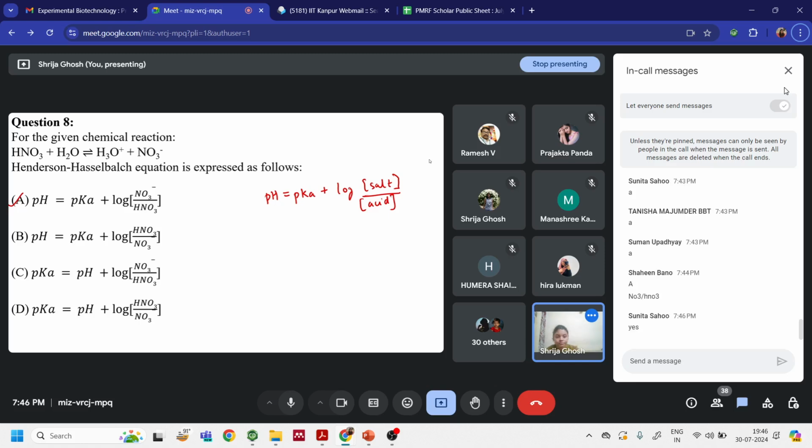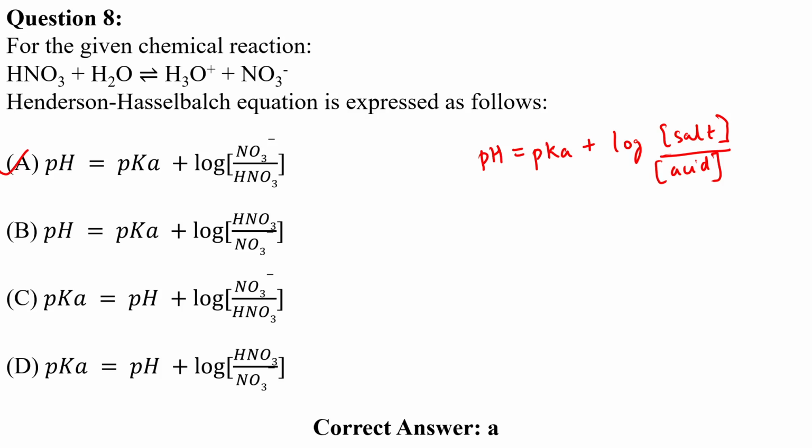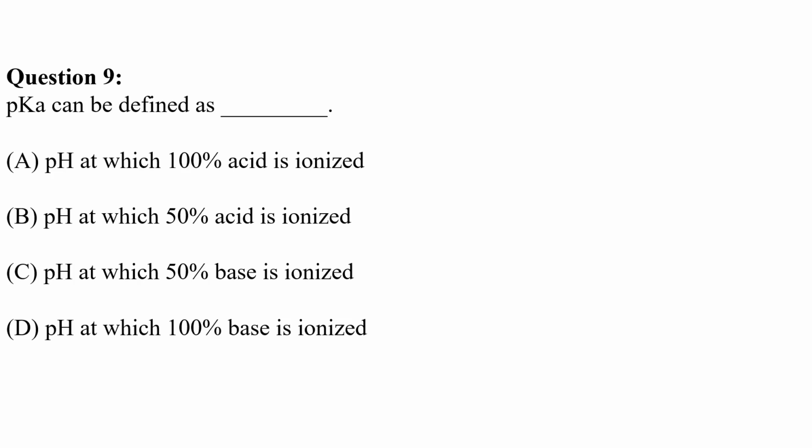Okay. So the correct answer is option A, pH is equal to pKa plus log of NO3 minus concentration divided by HNO3 concentration. Moving on to the next question, question number 9.